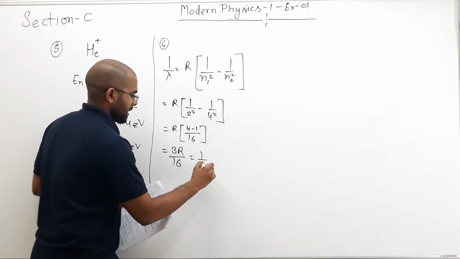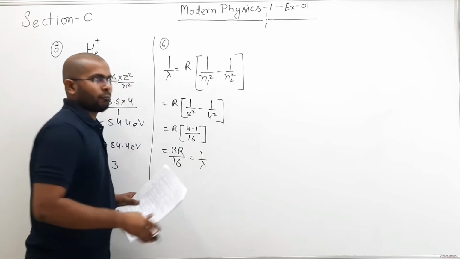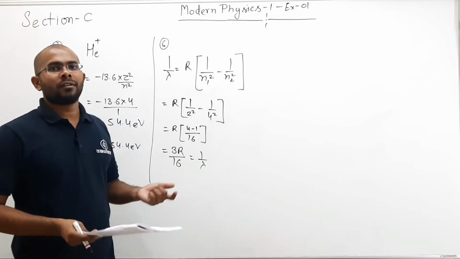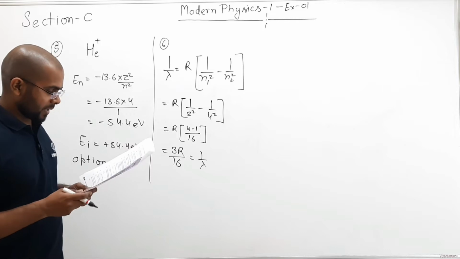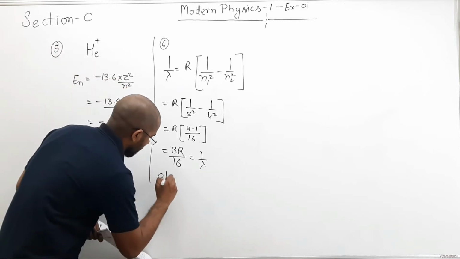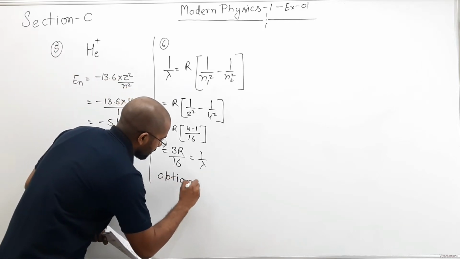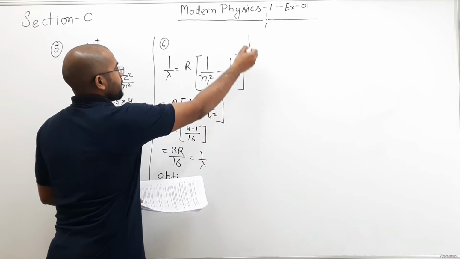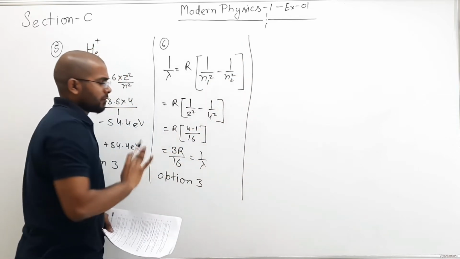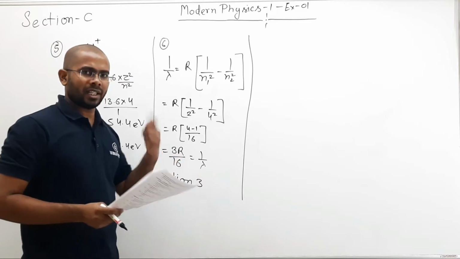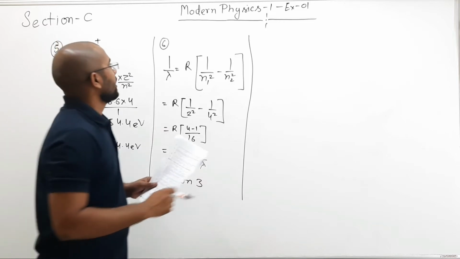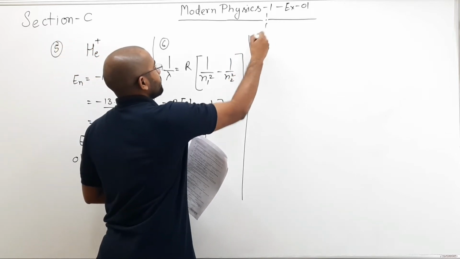So 1 by lambda is 3R by 16, and 1 by lambda is your wave number. So what is the wave number here? 3R by 16. So option 3 is your correct choice. Don't worry, wave number is nothing but 1 by lambda. Don't worry about what wave number is, it is nothing but 1 by lambda. That much is enough for you right now.